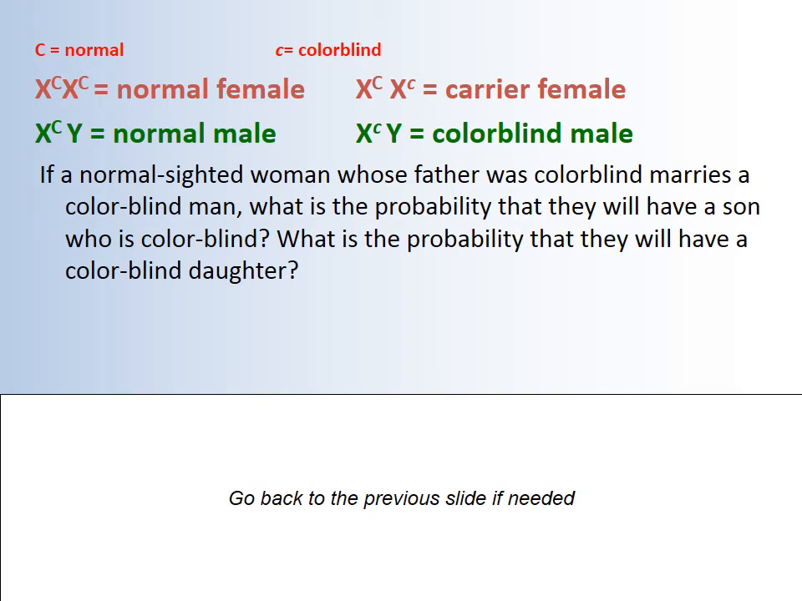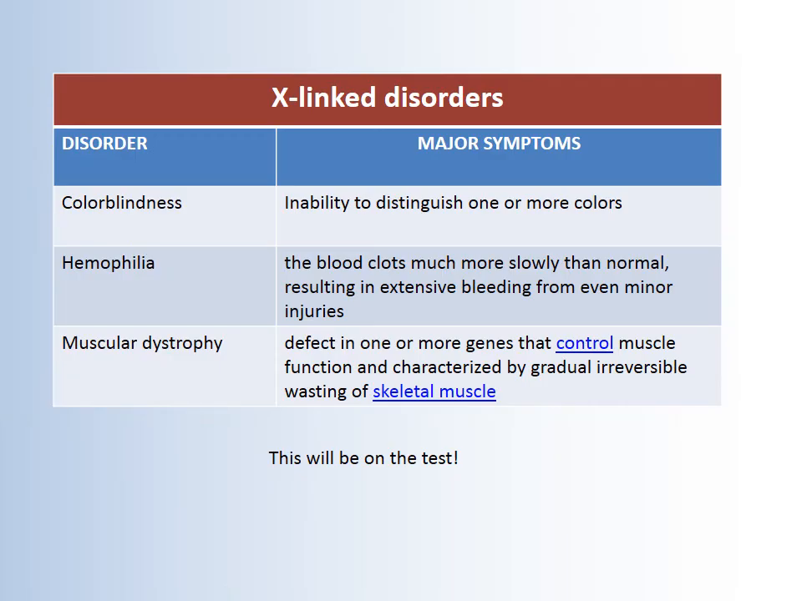So here would be what you would use in order to do your cross, your Punnett square. You have a normal female, which is big C, X, big C, X. Big C would be for normal, and then colorblind would be with the little c. Now if you notice, the C's are on the X chromosome, because that's where the gene is. So see if you're able to do this Punnett square, and we will talk about it in class.